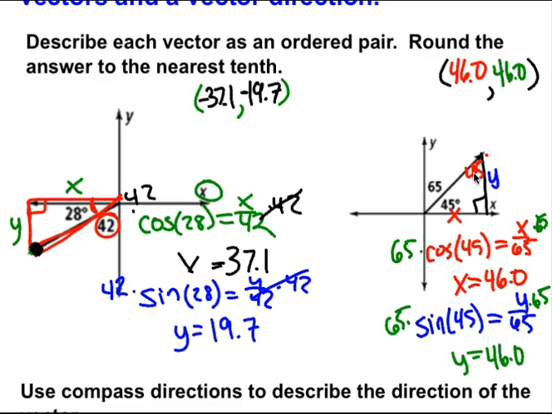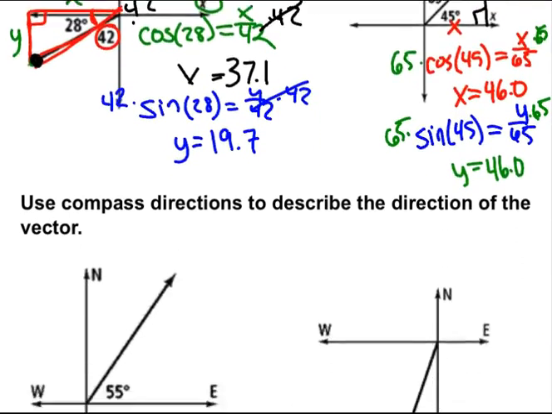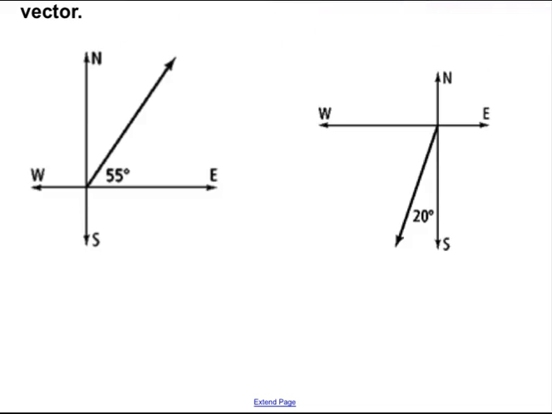So basically, you want to make a right triangle if you're trying to describe a vector as an ordered pair, and think about the positives and negatives. I didn't have to worry about negatives for the second problem because I'm in quadrant 1 and everything is positive in quadrant 1.